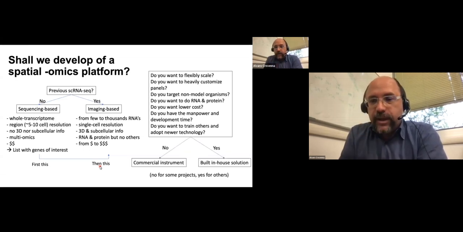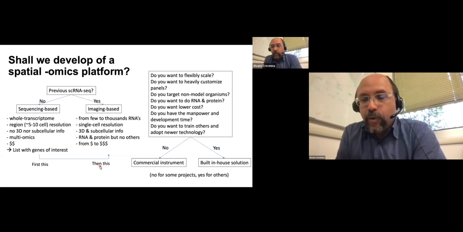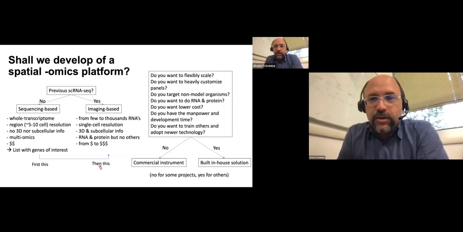Also important if you want to build things is whether you have the manpower and the development time, right? Things will take much more time. They will require dedicated personnel, not only to run the instruments, but to develop some of the technology. Also, if you want to train others and adopt newer technology, you would need the capacity in-house to apply these new methods as they evolve. And we all see in journals new methods popping up every week, right? So if the answer to any of these questions is yes, then you can possibly look at building some solutions in-house.